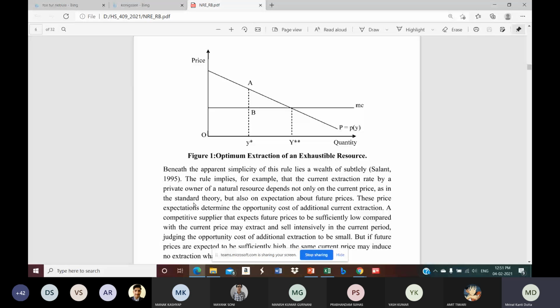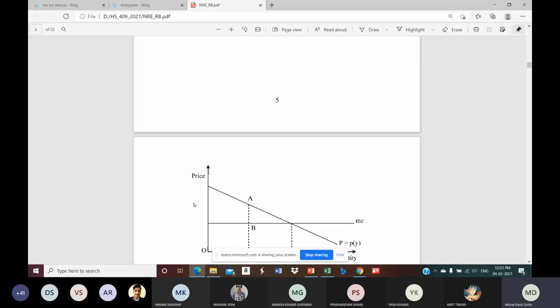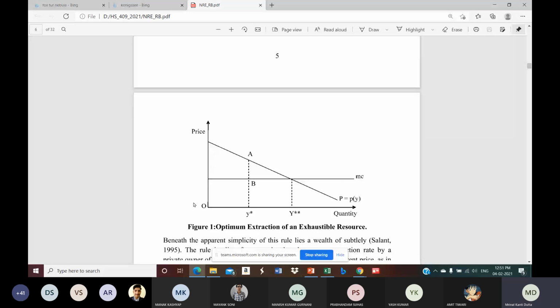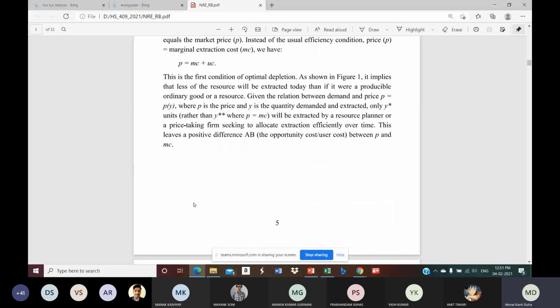Of course, we can extend it a little bit further. If you have any query till this point, we can take up. The rest of the things I can take up tomorrow, because that will require a little bit of deduction as well, which I'll try to base on this article. Any question till this point? This P equal to MC plus UC is known as the first condition of optimal depletion, or you can say the first condition of optimal extraction of an exhaustible resource.